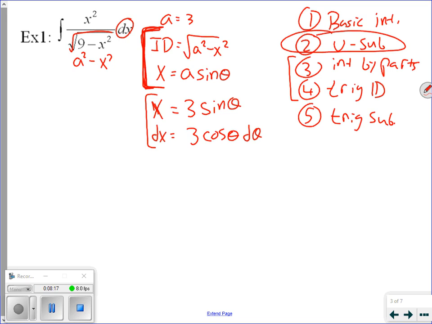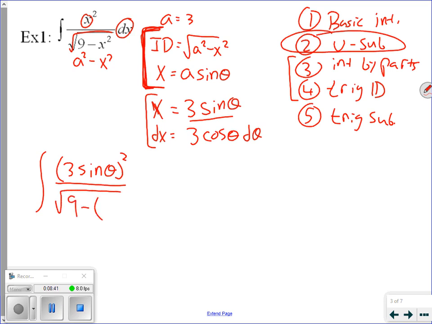And now we just substitute out x for theta. Okay, so how it works is we're going to have the integral of, now, instead of x squared, it is 3 sine of theta squared. So we're going to have 3 sine of theta squared. Okay. Instead of the square root of 9 minus x squared, it's the square root of 3 sine of theta squared instead of x squared.